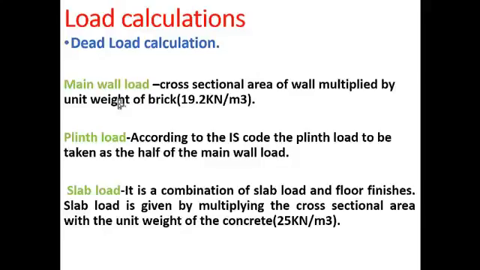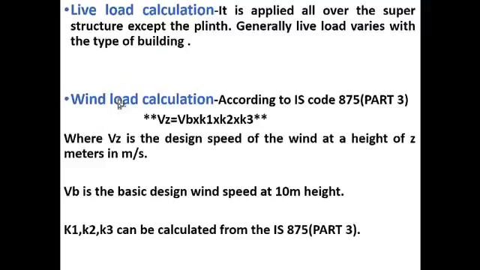It is taken by multiplying the cross-sectional area with the unit weight of the concrete, that is 25 kN per meter cube. Live load. It is externally applied all over the superstructure. Generally, live load varies with the type of building. According to the IS codes, live load is taken as 2 kN per meter square.